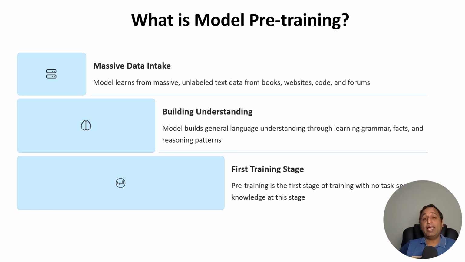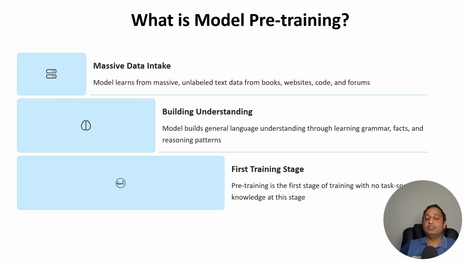Before a language model like GPT, Llama or Mistral can do anything useful, like answering questions or writing emails, it has to go through a process called pre-training. This is the foundation of everything. Pre-training is the very first stage in building a large language model. It happens before any fine-tuning or customization.